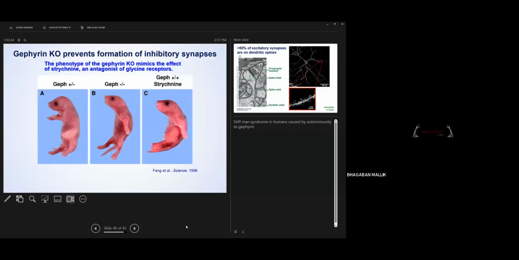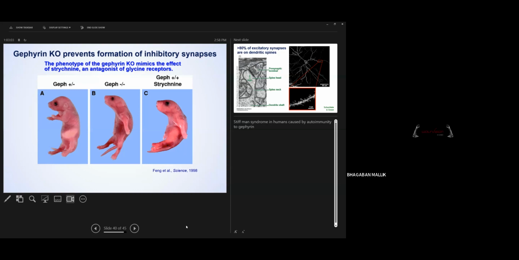So this is some of the images showing how you can see the abnormalities in the mice. This is the Zephyrin wild type mouse. So you have one copy of Zephyrin, seems normal. With loss of the Zephyrin, you can see that they are abnormal, and these phenocopy the styricine kind of phenotype.